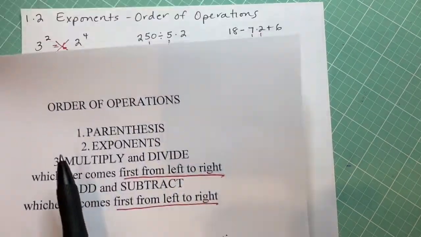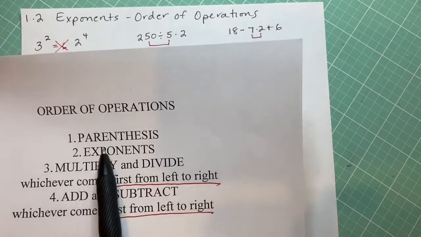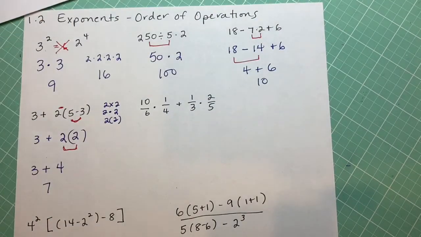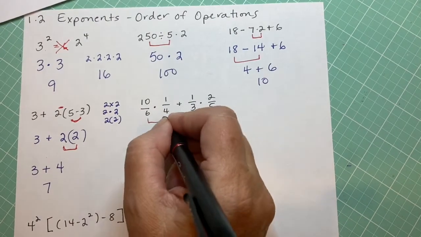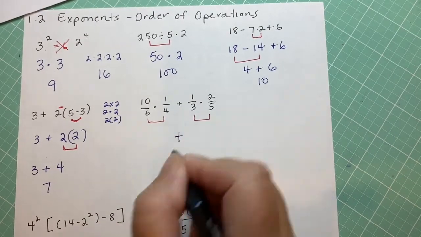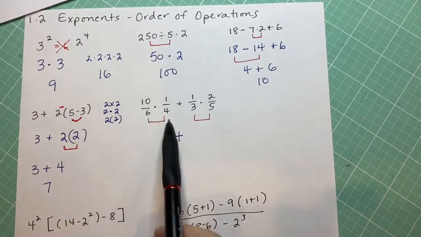So order of operation says, are there parentheses? No. Exponents? No. So we're going to multiply and divide. So this is a multiplication problem, and this is a multiplication problem. So we got to think back, and this plus is just going to come down. And so we're going to multiply these.